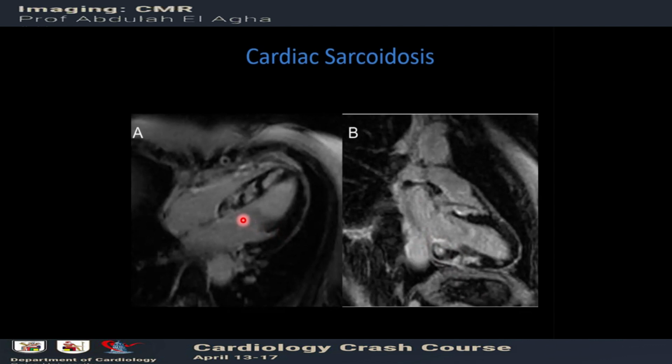So how would you describe this? Four-chamber view, late gadolinium enhancement, showing multiple granulomatous non-caseating areas of fibrosis in the whole septum and here in the inferior wall. Okay, so you give the correct description.